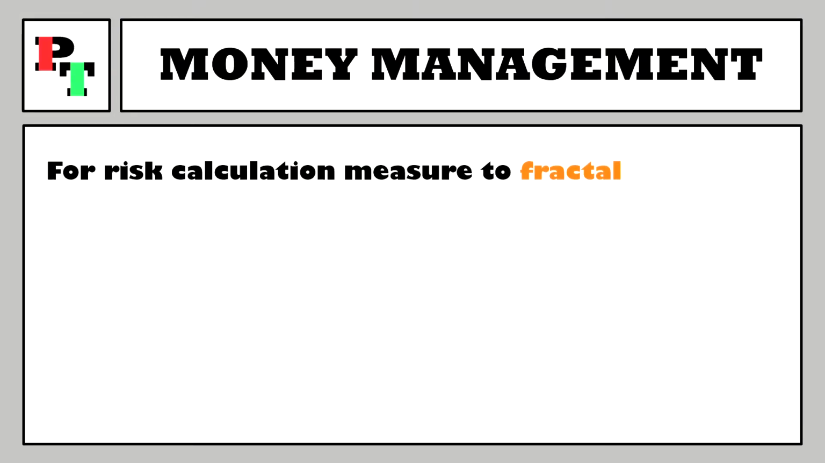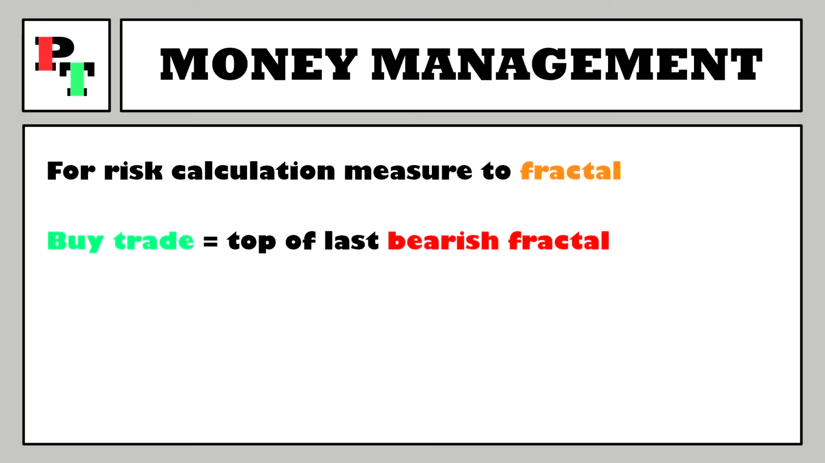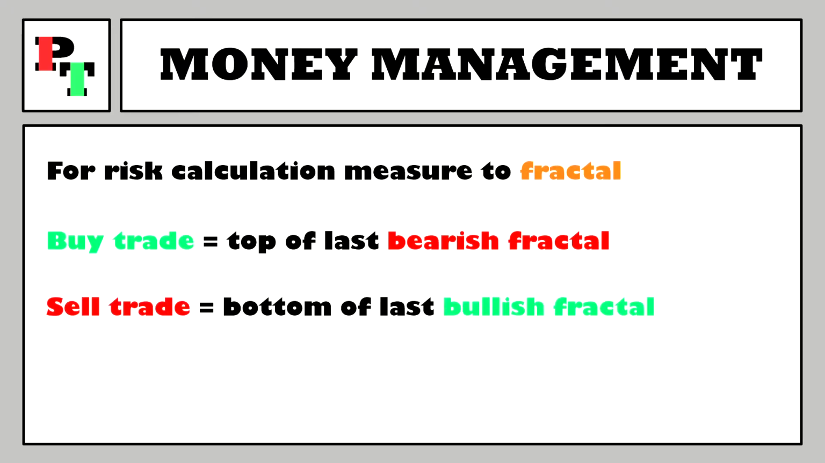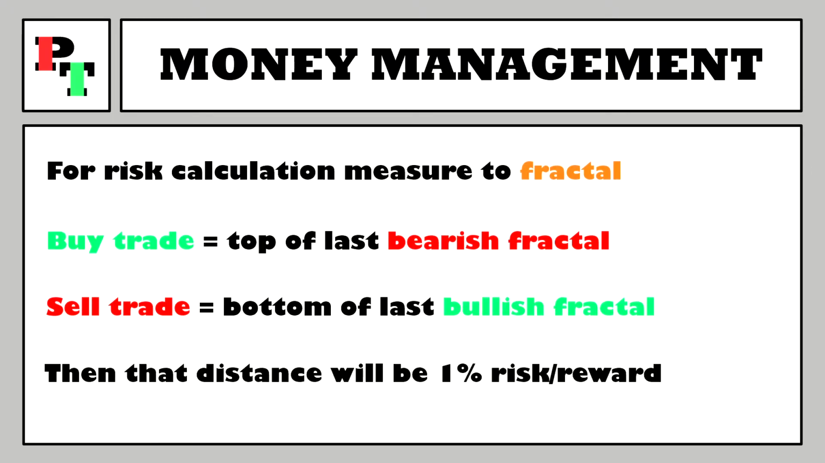And to do that, when we're entering a trade, we'll measure out the distance to the extreme point of the previous relevant fractal. So if we're going to enter a buy trade from an oversold signal, we'll measure out the distance in pips to the top of the last bearish fractal. Then opposites for a sell trade, we'll gauge the distance from our trade entry position to the bottom of the last bullish fractal. However far that measurement is for either buy or sell trades respectively will be a risk amount of 1% of our capital.